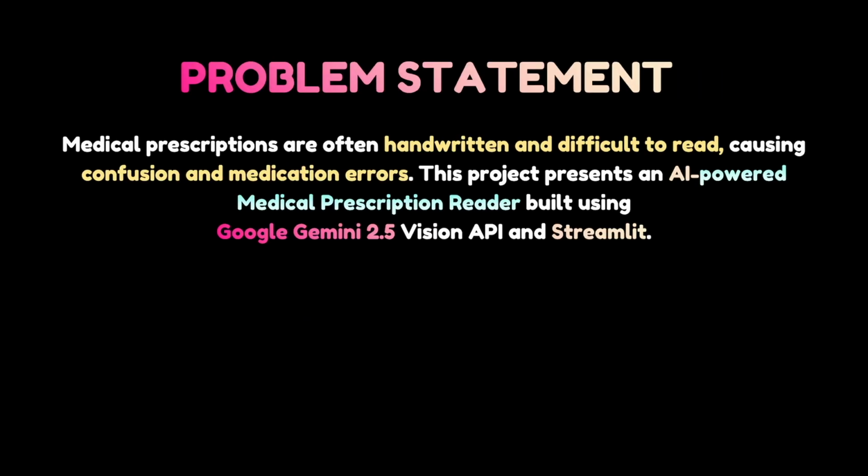We'll be using the application. Problem statement: medical prescriptions are often handwritten and difficult to read, causing confusion and also medication errors, right? But this project presents an AI-powered medical prescription reader built using Google Gemini 2.5 Flash, which supports images, and I'll also be using Streamlit.